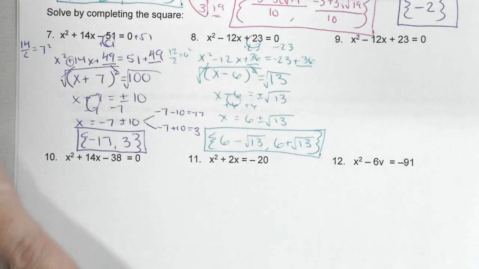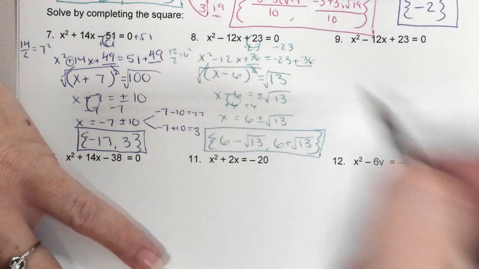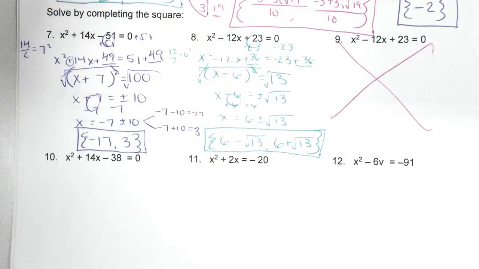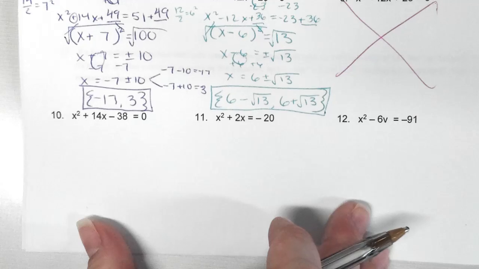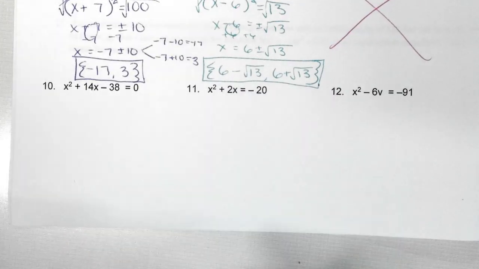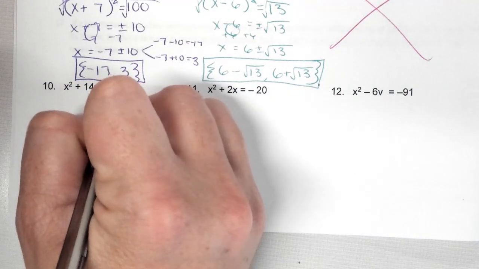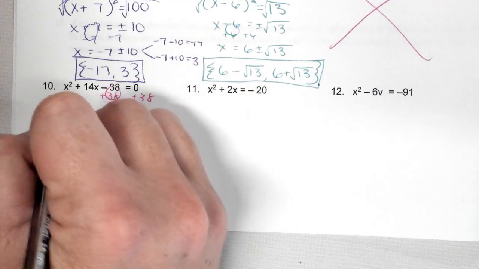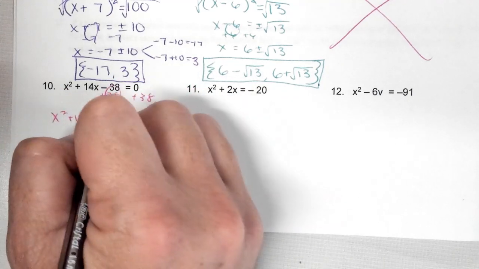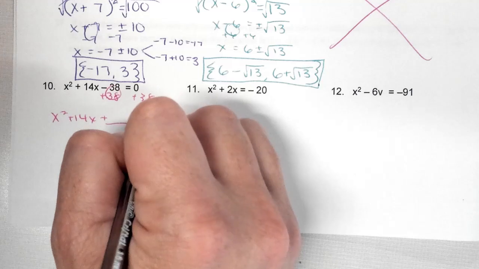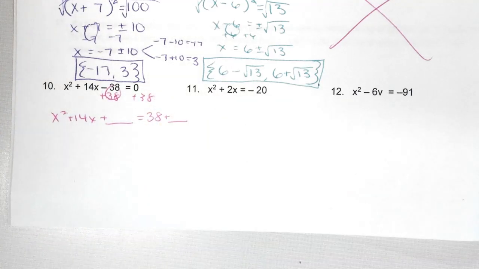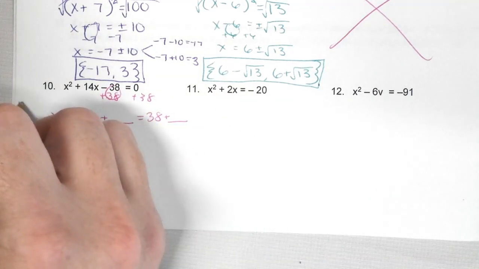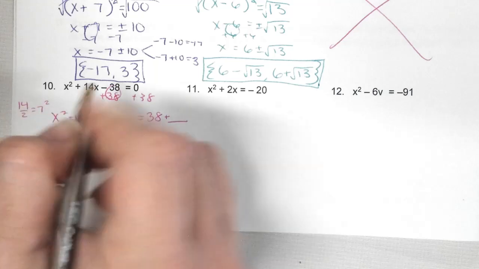Okay, so now look at number 9. Number 9 is the same as number 8, so we're not doing it. My bad, y'all. Okay, look at number 10. So I'm going to add 38 to both sides. A is 1, so I don't have to worry about that. I get x squared plus 14x plus something equals 38 plus something. Well, I take half of my b and square it, and it's 49.